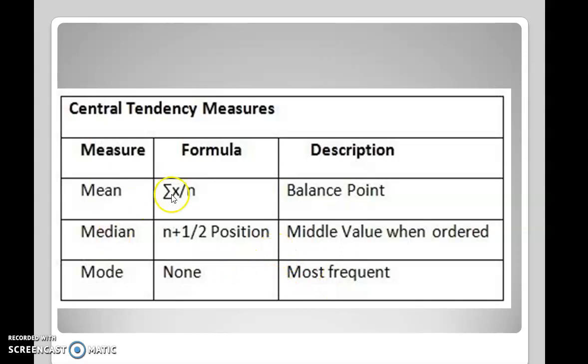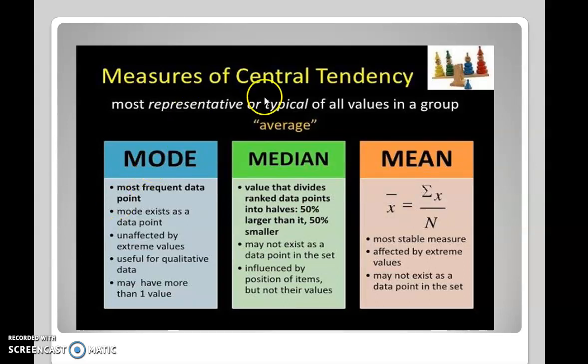These are the three central tendency values, or statistical summary values. Whenever we are doing data analysis, we will find the mean, mode and median. They are the most representative or typical of all values in the group, also called averages. Mode is the most frequent data point, as I told you before. Mode exists as a data point and is unaffected by extreme values. Since it is one of the values of the data set, it is used for qualitative analysis. It may have more than one value, since in a data set there may be several frequent values, like 3 and 5 being the most repeated.